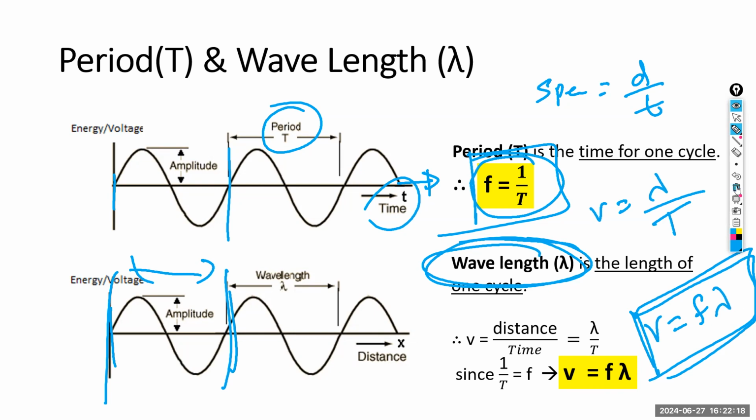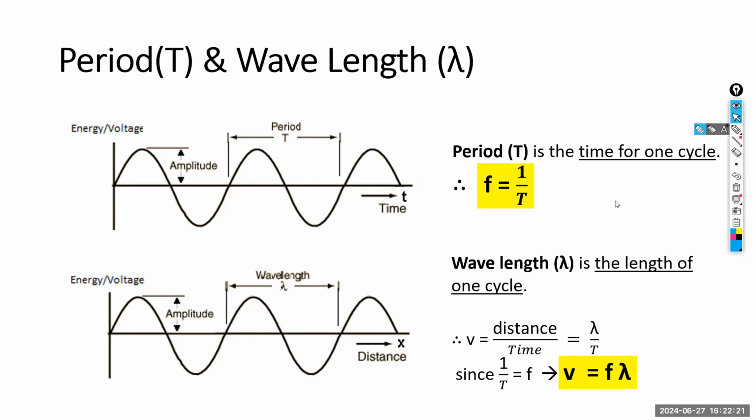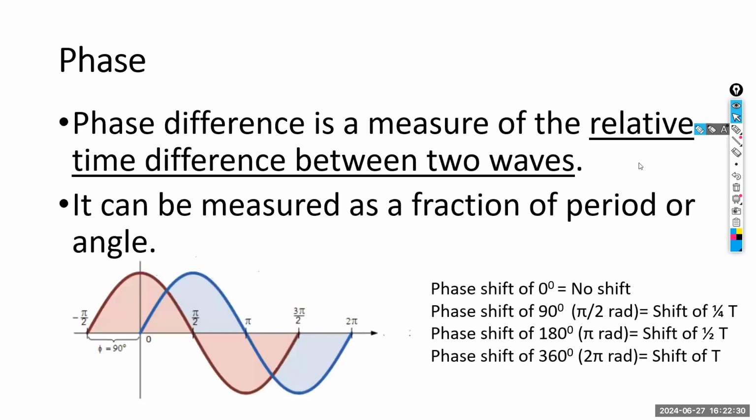And then we look at the last property that we are interested in at A level, advanced level, when it comes to understanding waves and wave transmission, that is phase. It is a little bit more challenging to understand than other concepts like period, wavelength, frequency, amplitude.